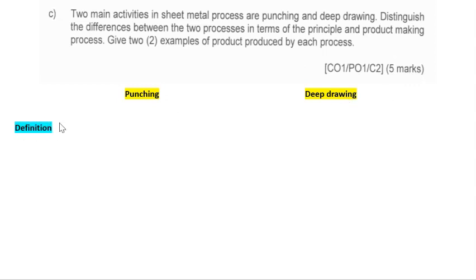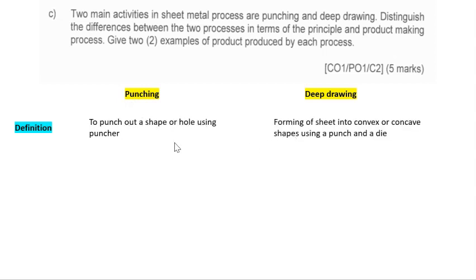So we always start with definition. Give your definition: punching is to punch out a shape or hole using a punch. Deep drawing is the forming of sheet into a convex or concave shape using a punch and a die.